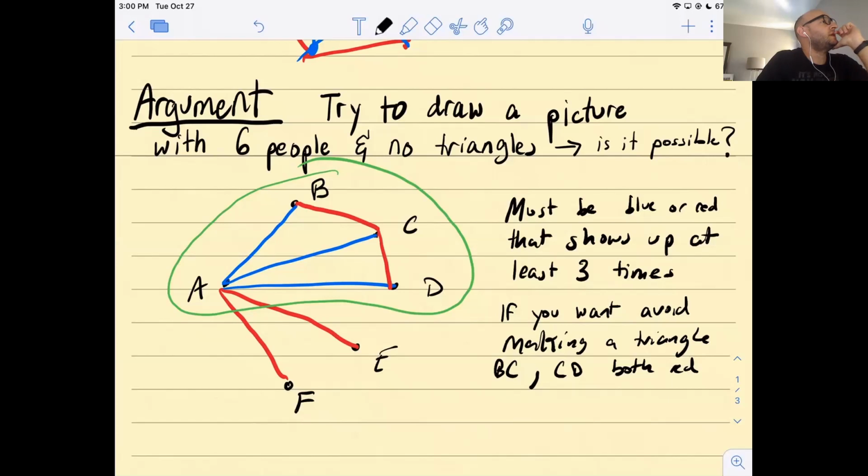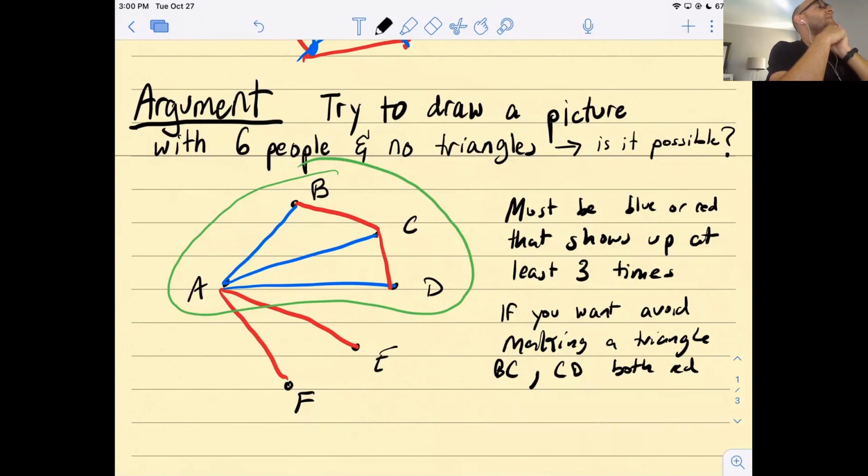So FE. Well, FE, I could also make blue, so that would be okay. DE could be blue. Does anyone see... ED? You know what? If I connected ED either red or blue, I wouldn't have a triangle.